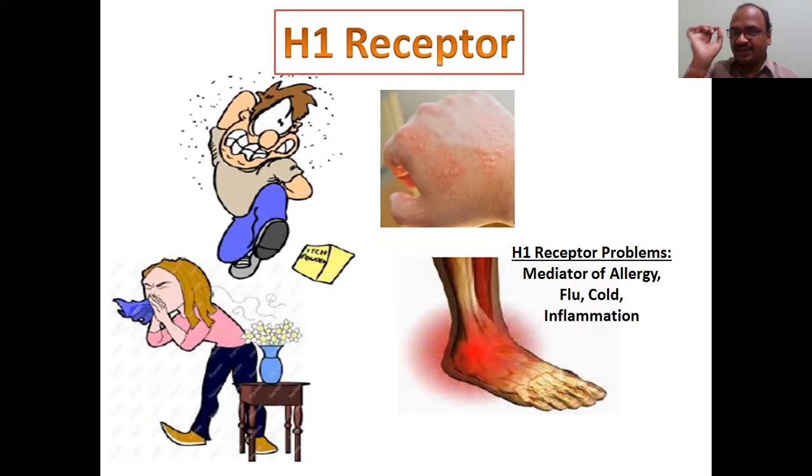H1 receptor is mainly for the allergy. See here how this fellow is doing with the allergy. Here you can see the hand, how allergy. We cannot tolerate that. We will get itching. See, cold is also caused from allergy only. Allergy is one of the causes of H1 receptor problems. Only H1. Mediator of allergy, flu, cold, inflammation. See here inflammation and allergy like this. All this comes from H1. First, allergy.